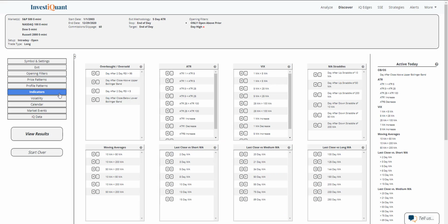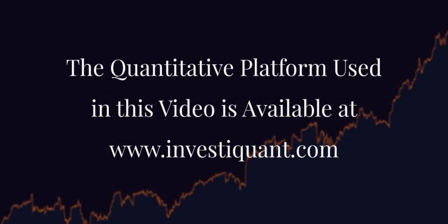Next, I'm going to go into the indicator section, and this is where I can add that close above the upper Bollinger band. And I can grab that from this overbought, oversold category. It's the second option. I'm just going to hit equals next to that. And then also, I'm going to put it above a 200-day simple moving average. Being above a 200-day simple moving average and above the upper Bollinger band, that'll put it above the 10-day as well here. So I'm not going to add that. And then lastly, I'm going to hit view results.